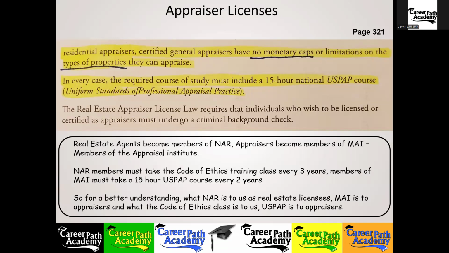In every case, the required course of study must include a 15-hour national USPAP course. Stands for Uniform Standards of Professional Appraisal Practice. You can liken that to the classes real estate agents take to become members of NAR. We have to take those Code of Ethics training classes. Well, appraisers become members of MAI, where we become members of NAR. NAR members take a Code of Ethics training class every 3 years, and appraisers take a national USPAP class every 2 years, a 15-hour class.